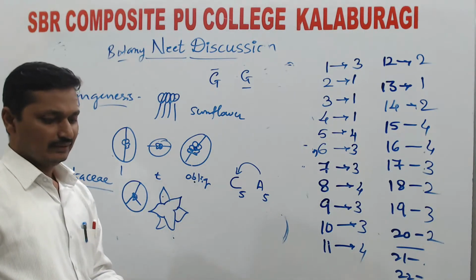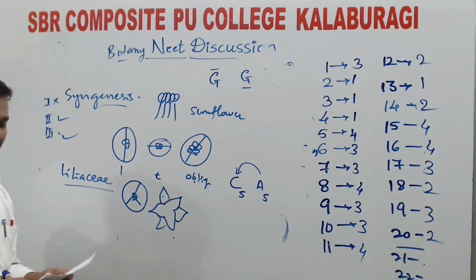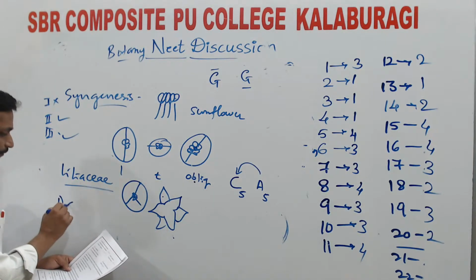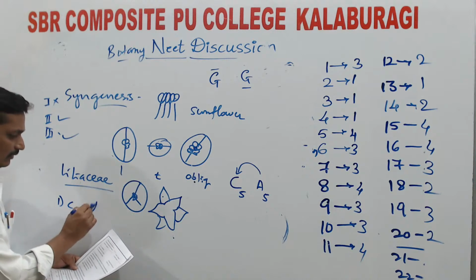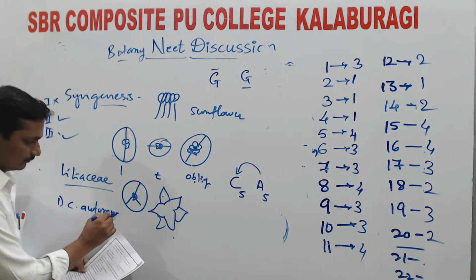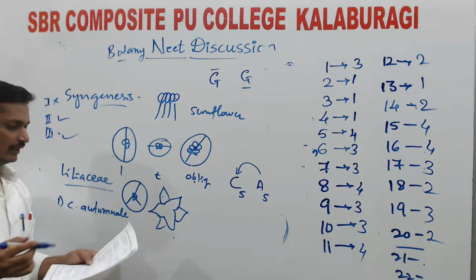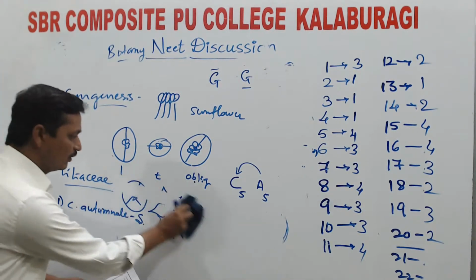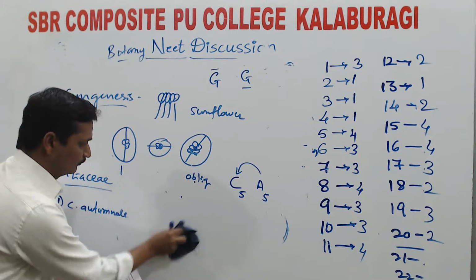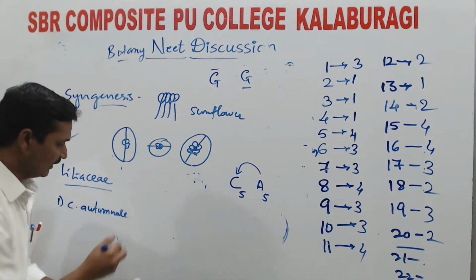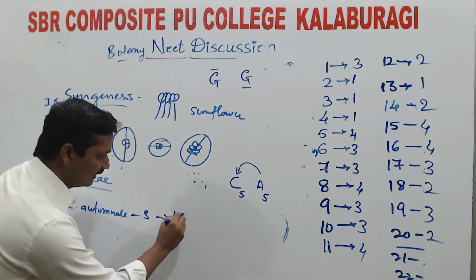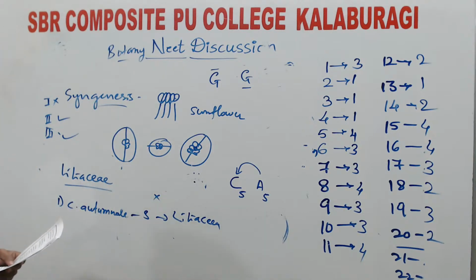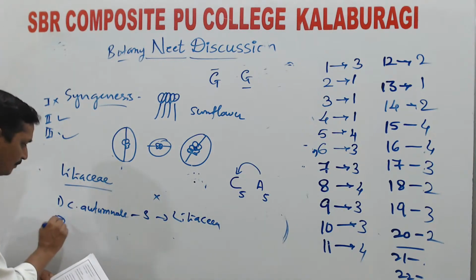Question number 21. Select the correct matched pair. Again they given here Colchicum autumnale. They given it belongs to Solanaceae family, but it does not belong to Solanaceae. It belongs to Liliaceae family. So it is wrong.